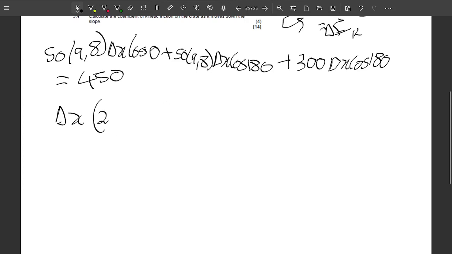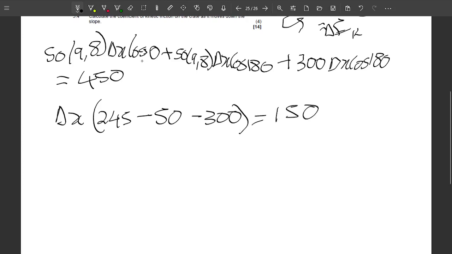Anyway, so we've got 245, minus, and then here we take delta x out, we're left with 50, and here we take delta x out, we're left with 300. I'm basically taking the angles out at this point. We close it off, and this is all equal to 150. I've also divided the cos's out, hence 150 there. And this will leave me with a delta x of 4.29 meters. That was more of an easy solve.